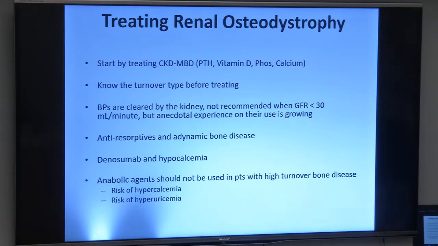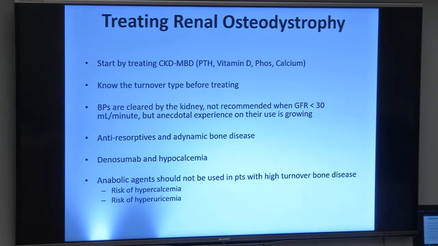It tends to be that the severity of the hypocalcemia is directly proportional to the severity of their hyperparathyroidism. So if you have a really hyperparathyroid patient and you give them DMAB, it's like giving them a parathyroidectomy because they will get hungry bone syndrome. And their calcium will drop.